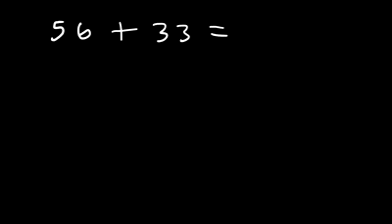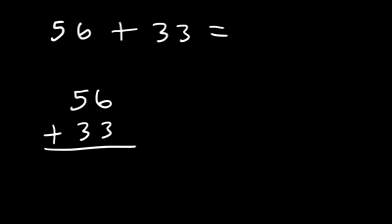Now let's say you want to add two large numbers. For example, what is the sum of 56 plus 33? You know how to add two small numbers. You can use a number line for that. But if you want to add two large numbers, here's a simple way you can do it. First, line up the two values, and then add. 6 plus 3 is 9, 5 plus 3 is 8. So the answer is 89.